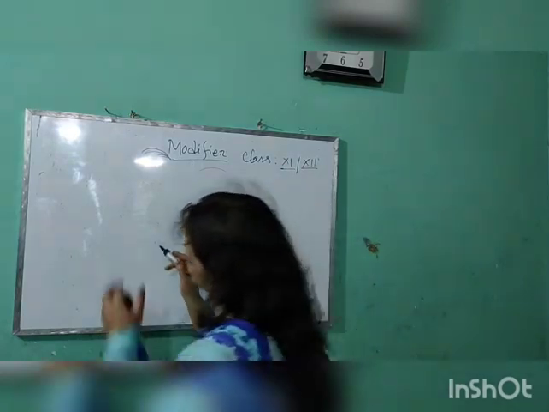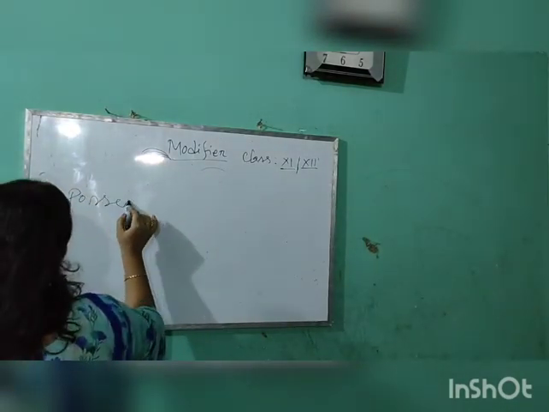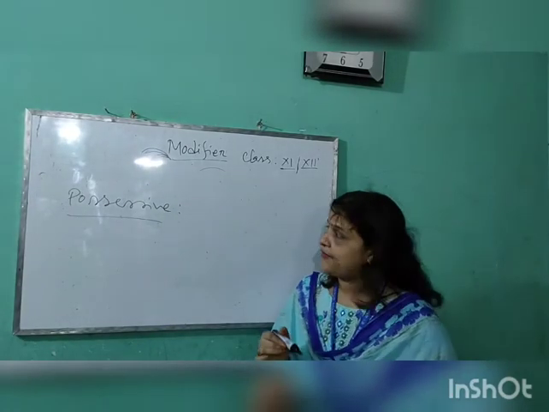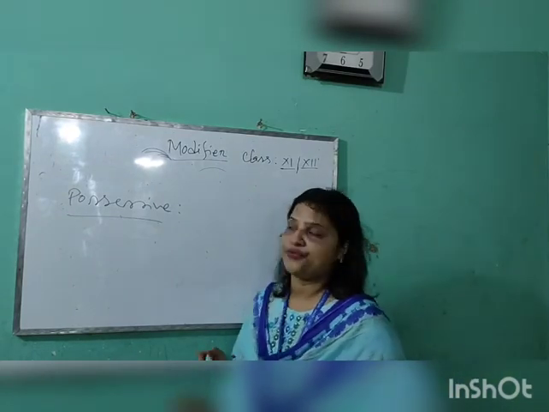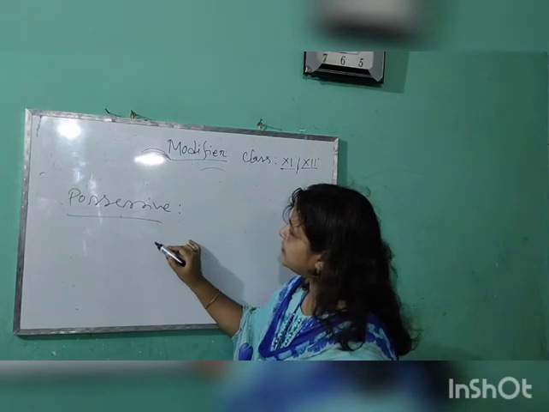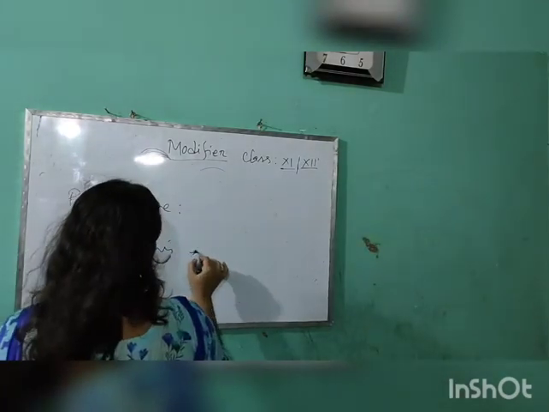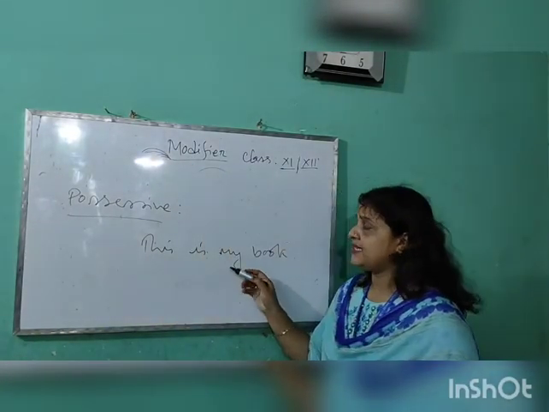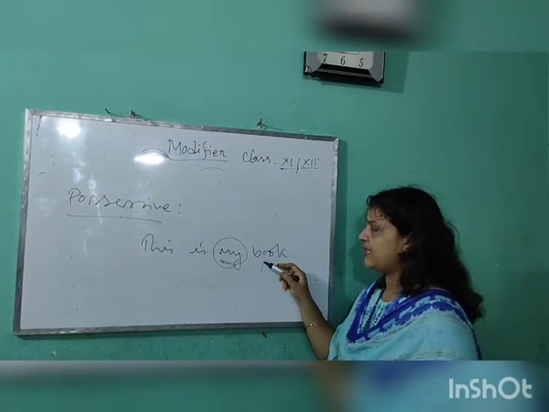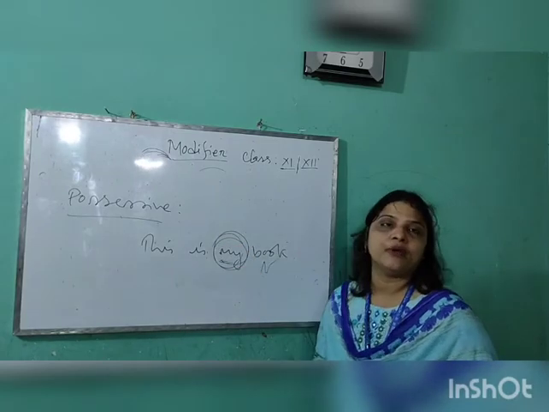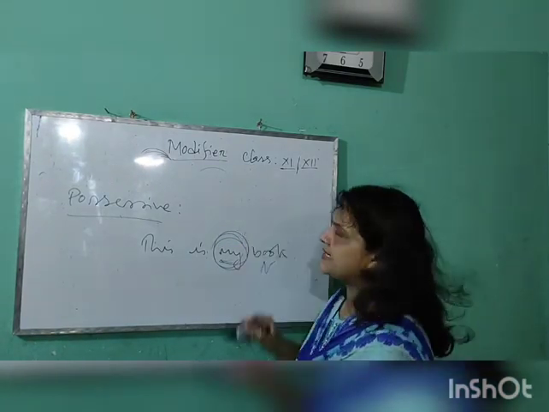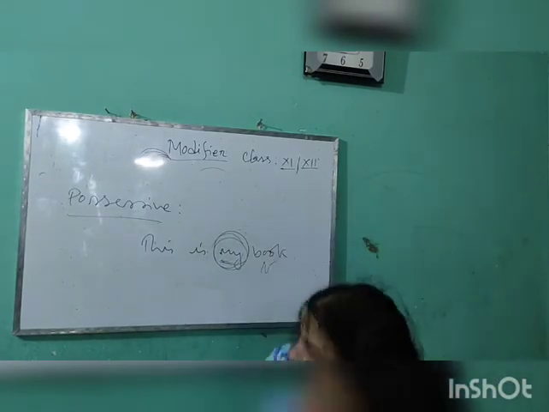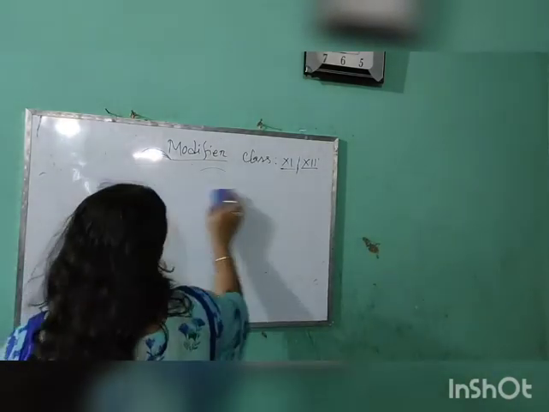Now let us see how possessives are used as pre-modifiers, okay? This is my book. So you see, the possessive my is used before this noun. So this is an example of a possessive, and it acts as a pre-modifier.